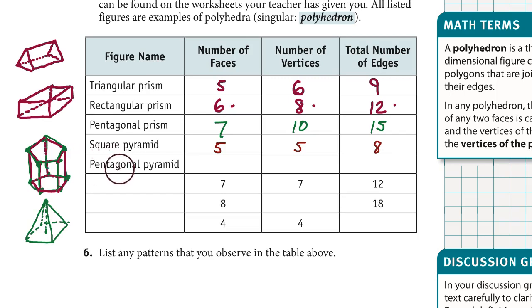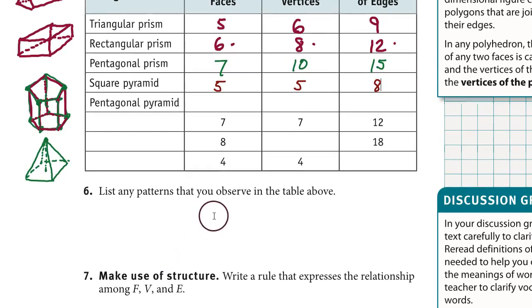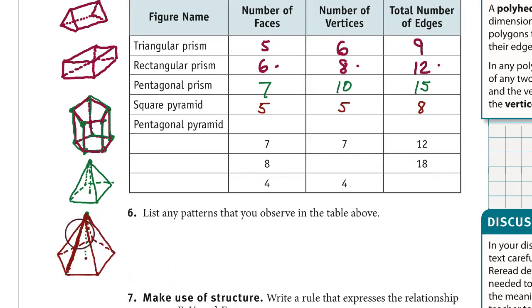The last one that we have a name for is a pentagonal pyramid. The bottom of this pyramid is a pentagon, and then because it's a pyramid, it stretches up and touches at a single point. I'm going to pause the video for you to draw your best pentagonal pyramid that you can so that you can figure out the faces, vertices, and edges. Here is a drawing of my pentagonal pyramid.